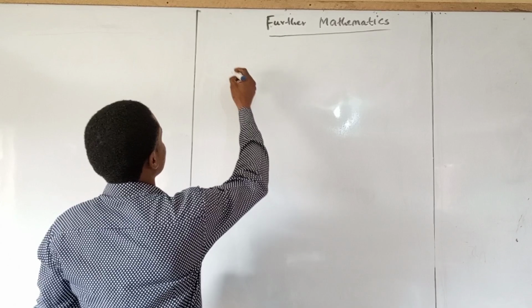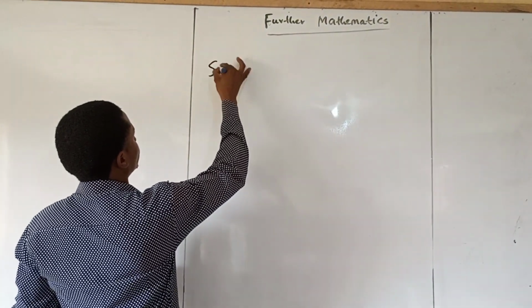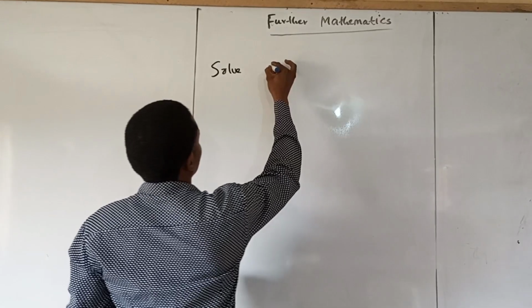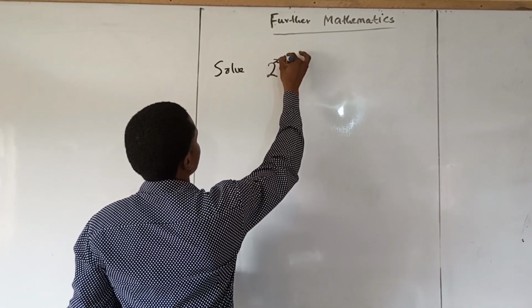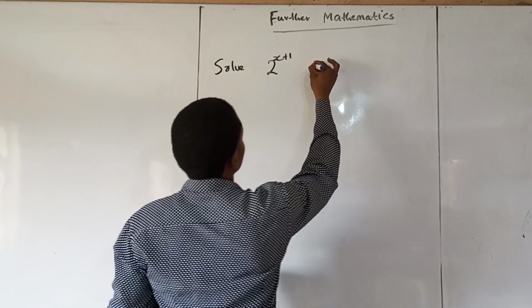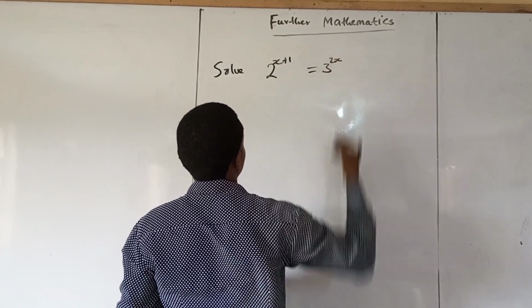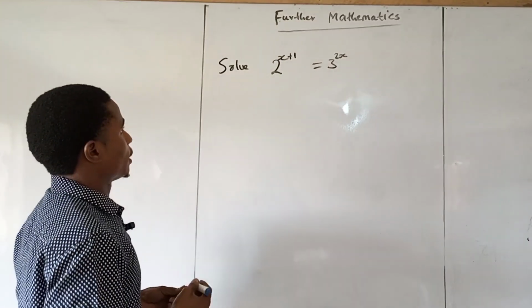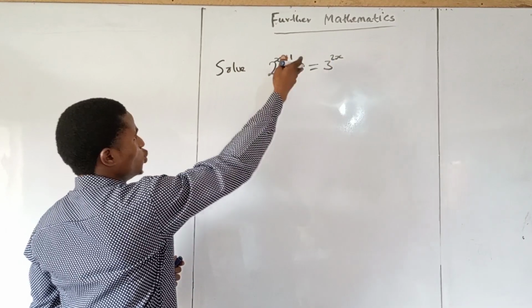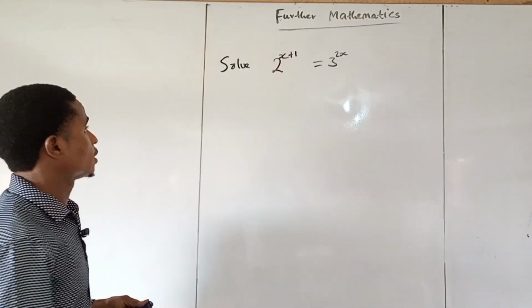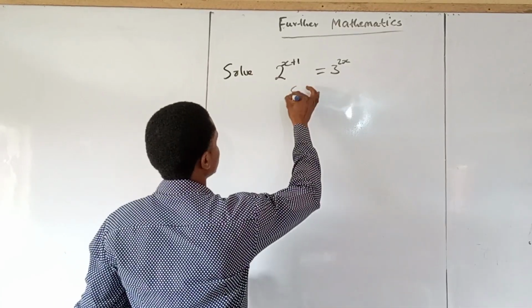Today we'll be talking about further mathematics, and I have one question from Olympiad mathematics. The question says, solve 2 raised to the power of x plus 1 is equal to 3 raised to the power of 2x. We should find x. That is what it means. So now let's see the solution.